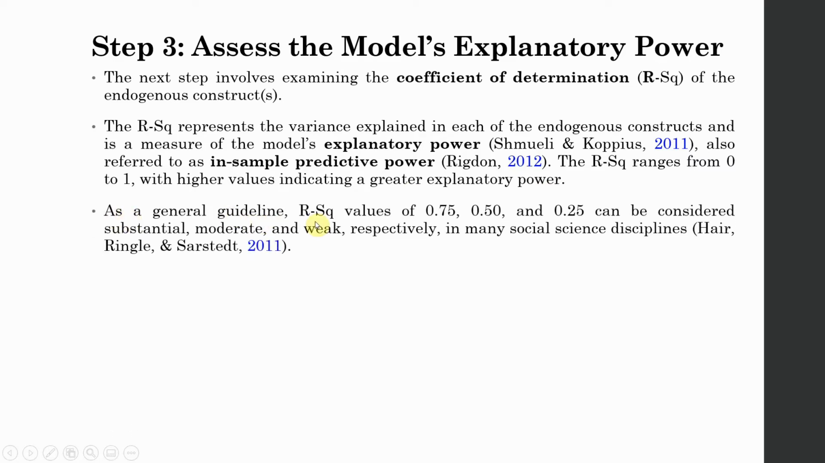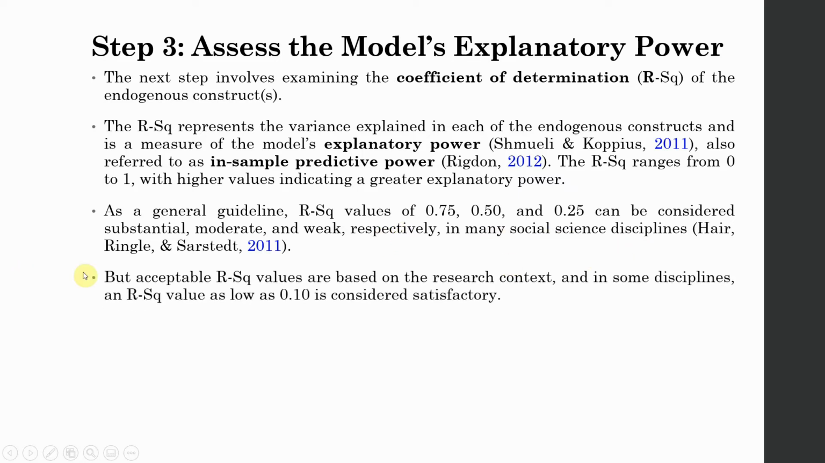As a general guideline, R-square values of 0.75, 0.50 or 0.25 can be considered as substantial, moderate and weak respectively in many social sciences disciplines. But acceptable R-square values are based on research context, and in some disciplines, an R-square value as low as 0.10, that is 10% variance in the endogenous construct, is considered satisfactory.